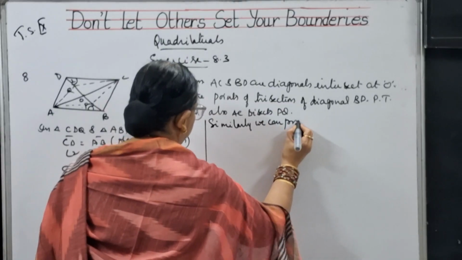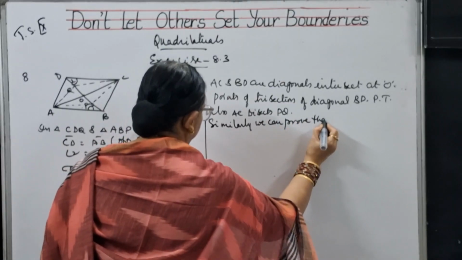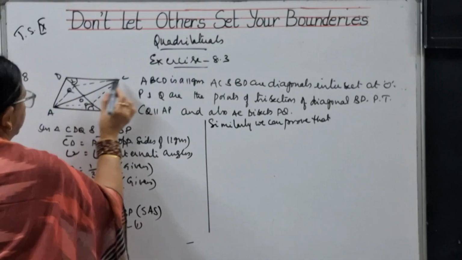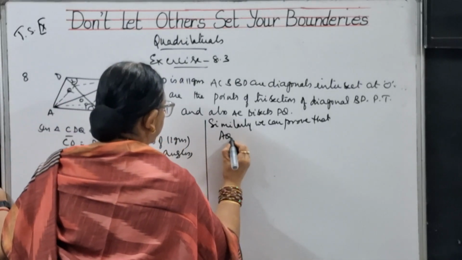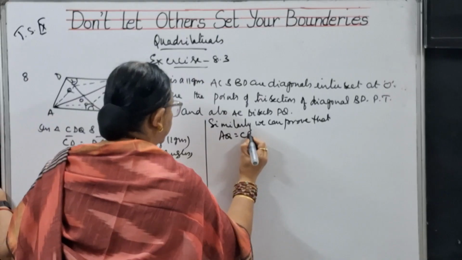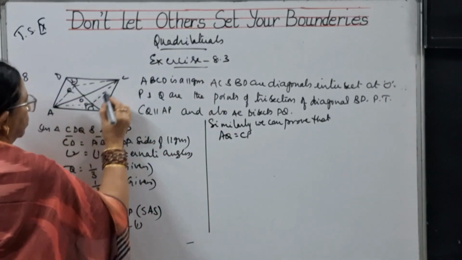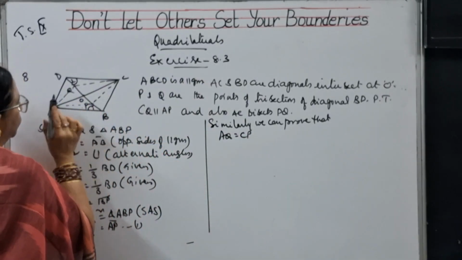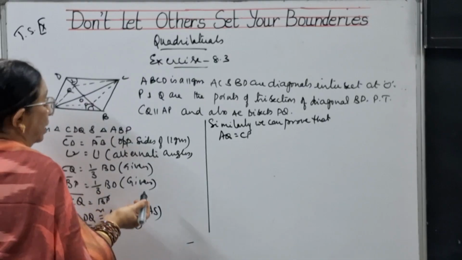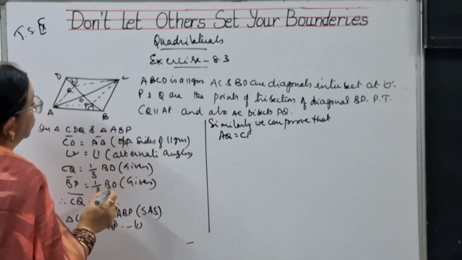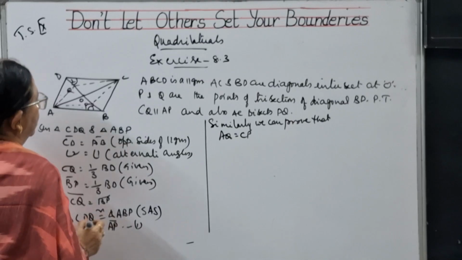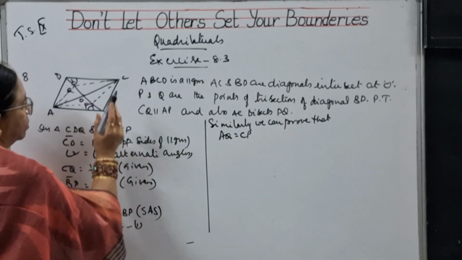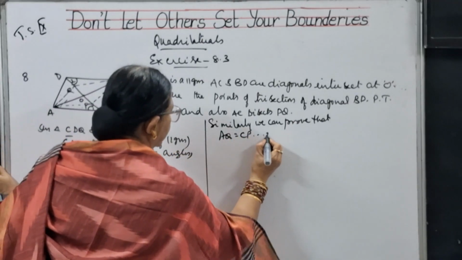Similarly, in the same way, when we have proved CQ is equal to AP, we can prove AQ is equal to CP. We can take these two triangles and say that they are also congruent basing on the same procedure. When they are congruent, AQ is equal to CP. This is the second one.